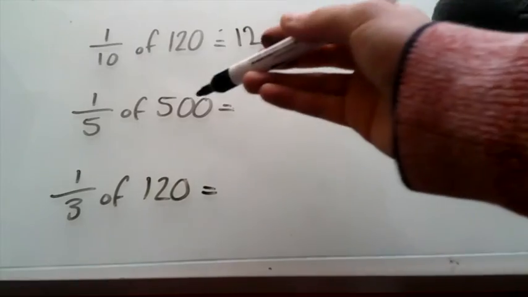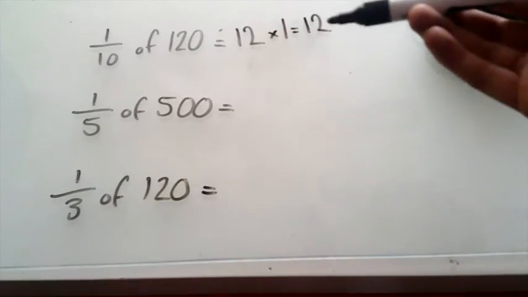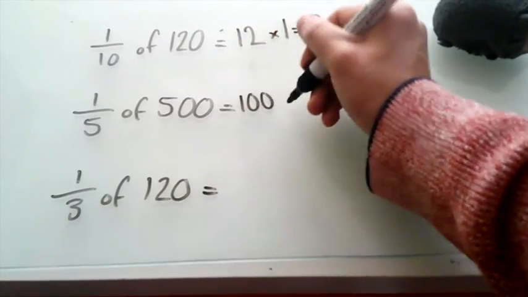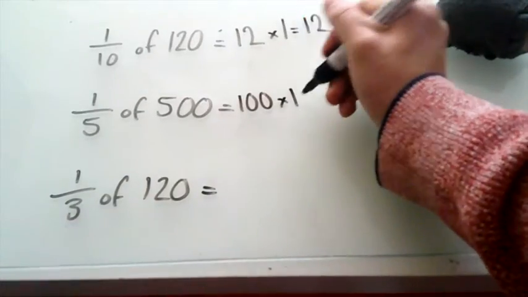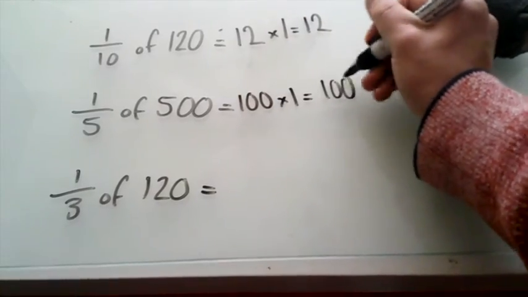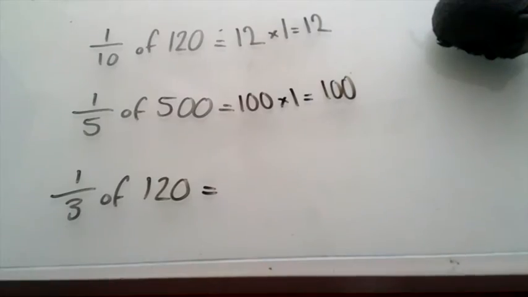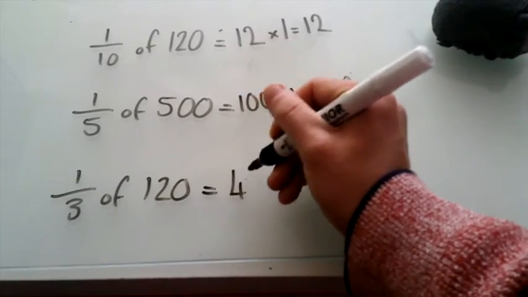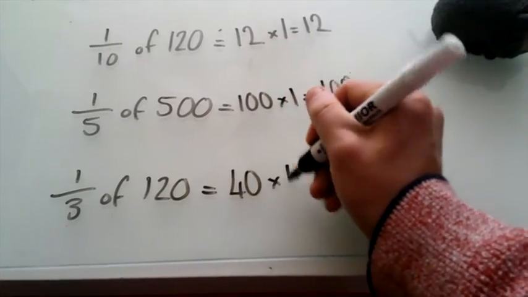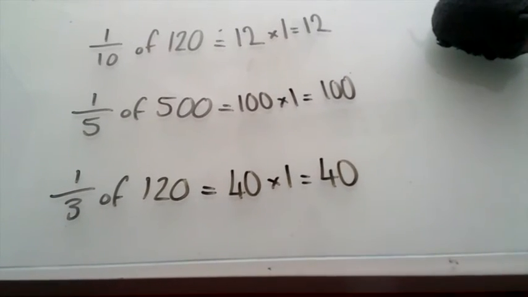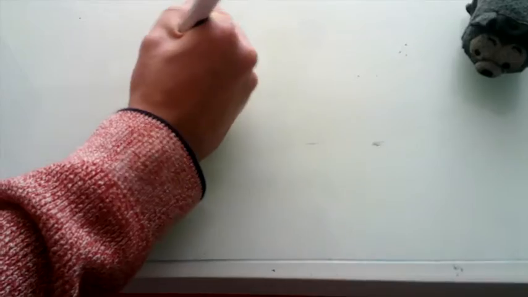For the next one, we've got 500 divided by our denominator, so 500 divided by 5, which will give us 100, times by our numerator, so your answer would be 100. And the last one, we've got 120 divided by 3, which will give us 40, times by 1, because that's our numerator. So your answers for those ones would be 12, 100, 40.